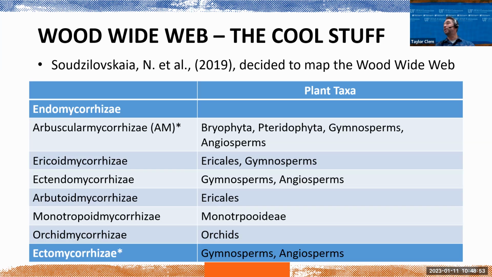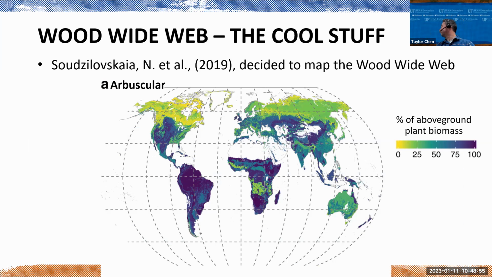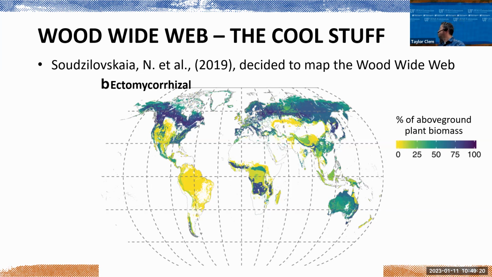And let's look at them. They made maps. It was really cool. So here's our arbuscular mycorrhizae. What you're looking at is, in the spectrum of color, the darker the blue, the more percent biomass over land, so more plants in that specific plant taxa. When we're looking at the global distribution, there is a lot of arbuscular mycorrhizae. That is our most common mycorrhizal connection that we see in the world.